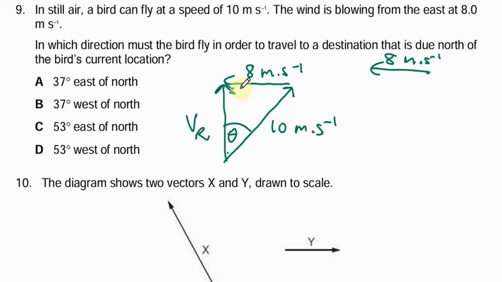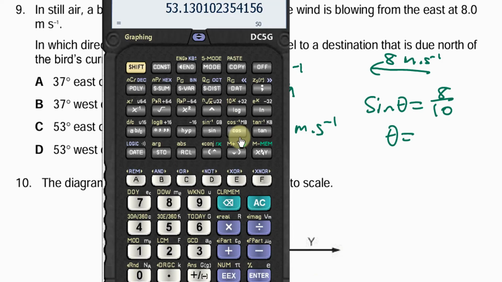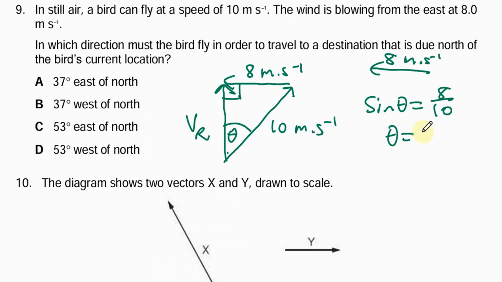And we can use trig. We know this angle here is 90 degrees. So the sine of theta will be 8 over 10. And we can find theta, shift sine of 8 over 10. And we get an answer of 53 degrees. Now, it's going to be 53 degrees east of north. This being north here, and this being east. So, east of north. So the answer here will be C.